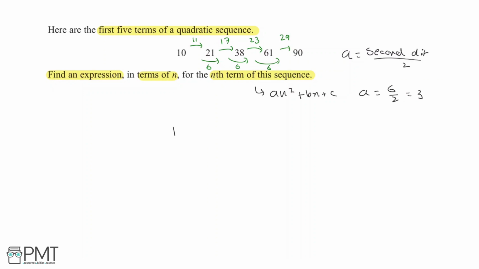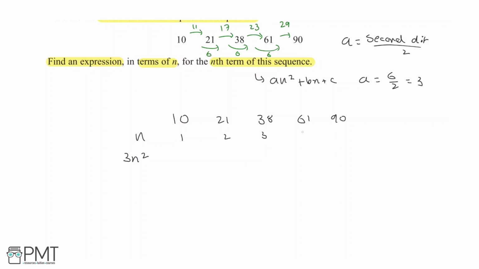So we're going to have our sequence, which is 10, 21, 38, 61, and 90. We will have here n, and then we have here 3n squared. So n is 1, 2, 3, 4, 5. 3 times 1 is 3. 2 squared is 4, times 3 is 12. 3 squared is 9, times 3 is 27. 4 squared is 16, times 3 is 48. 5 squared is 25, times 3 is 75.